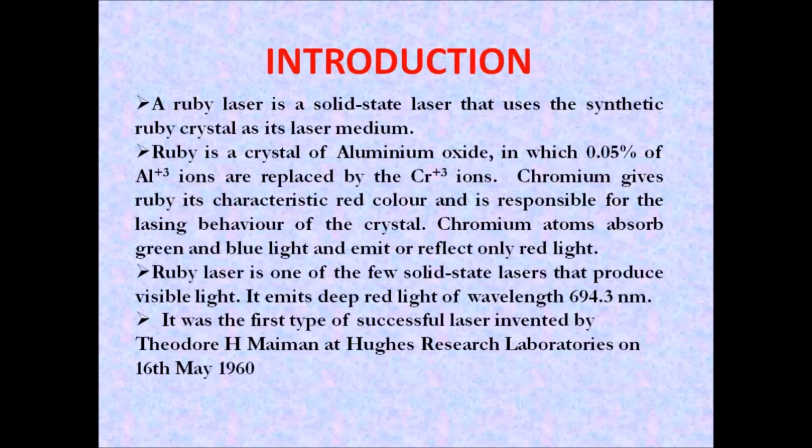And these chromiums in the ruby crystals are responsible for the lasing operation of ruby crystals, and it is also responsible for the characteristic red color of ruby crystals. Ruby crystals emit red light of wavelength 694.3 nanometer. It was invented by Maiman in the Hughes Research Laboratory in 1960.